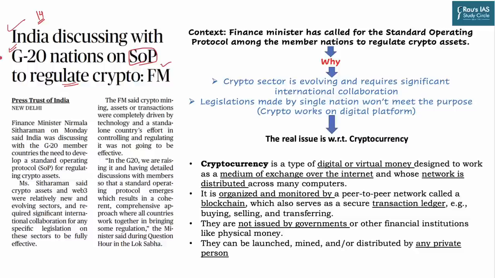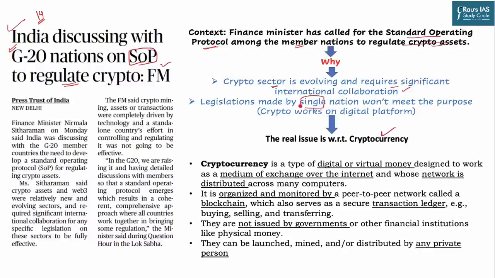Now, the context says that the finance minister has called for the standard operating protocol or procedure among the member nations of G20 to regulate the crypto assets. And crypto assets are nothing but the cryptocurrency themselves. Now, why is India looking for a common standard procedure? Because the crypto sector is now evolving more. It requires significant international collaboration.